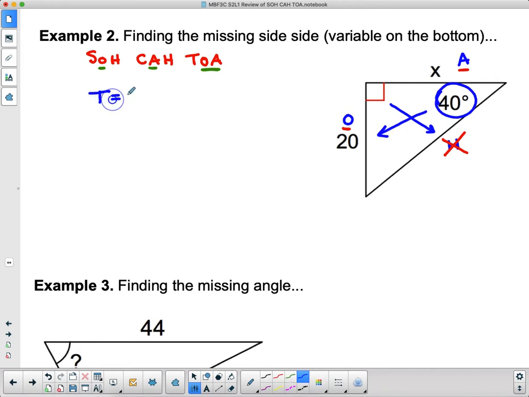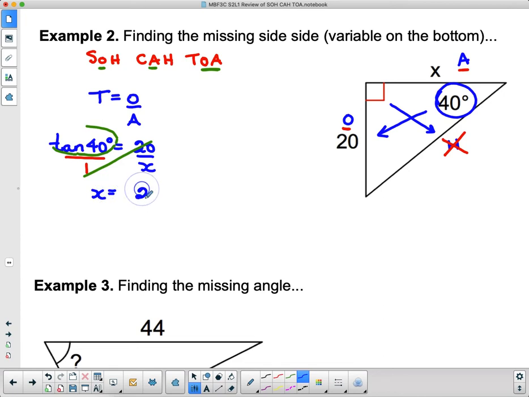Tan equals opposite over adjacent. And then we're going to use tan with the angle of 40 degrees that we set it up with. The opposite side is 20 and the adjacent side is that x that we're trying to find. Now, this is, again, over 1, so we can think of this as cross multiplying if we would like to. But this time the cross goes the other direction. We have to multiply this way and then divide by this. So what we end up with is x equals 20 divided by the tan of 40.